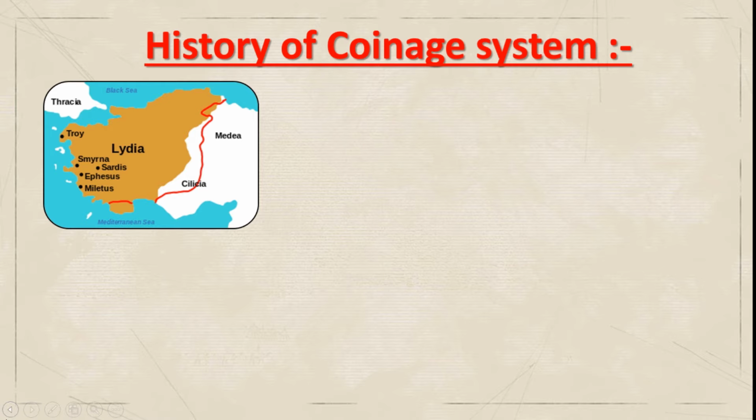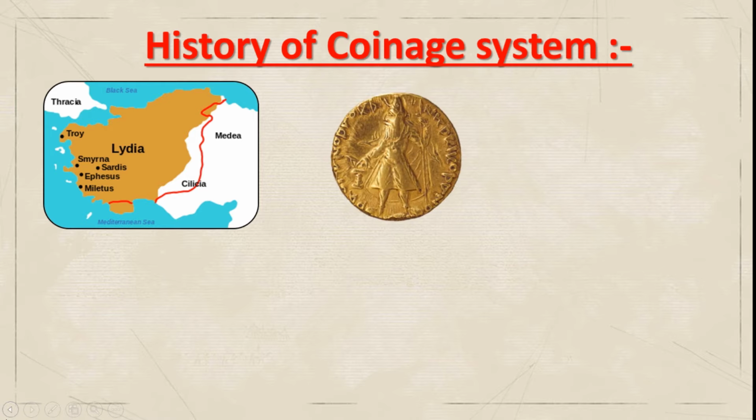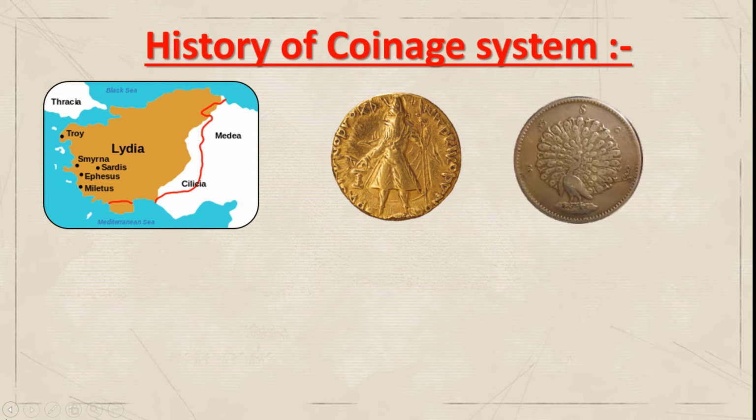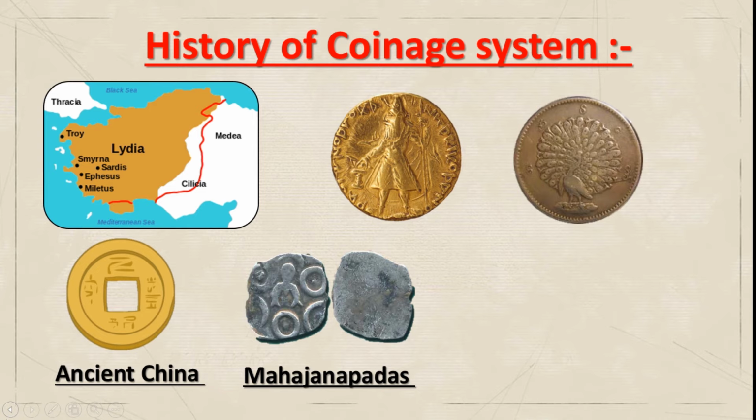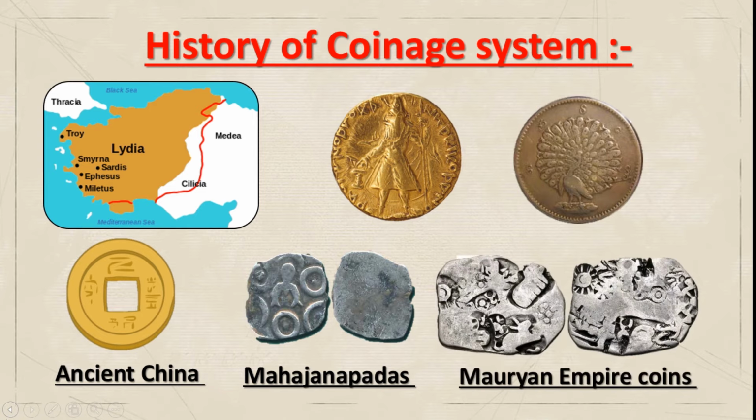The coins issued had unique symbols on them. Sometimes the symbols of the ruler used to be printed on the coins, and sometimes images of animals used to be printed on the coins. The coins made in ancient China used to have square-shaped holes in between as symbols. If we talk about India, the first coins in India were made by the Mahajanapadas, and this system was also followed by the rulers of the Mauryan Empire.